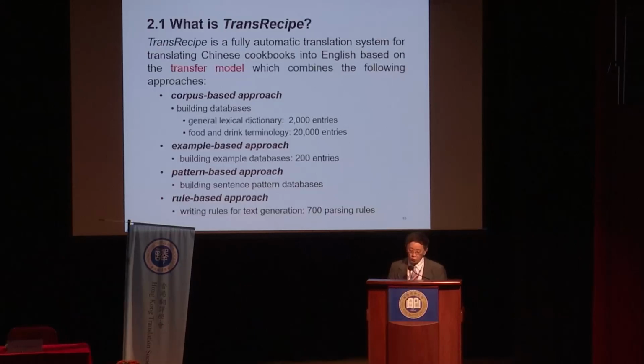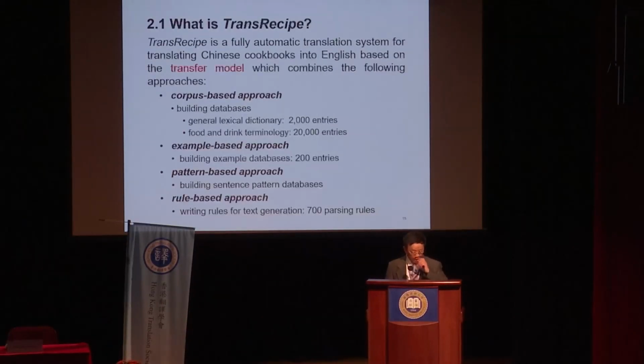And then you can also put what we call commonly used or recurring sentences, expressions in the example-based database. So I put in something like 200 entries for the example-based approach. And then we try to make use of the Chinese sentence patterns, and put it in the database as a way of translating the source language from Chinese into English. This is the third approach.